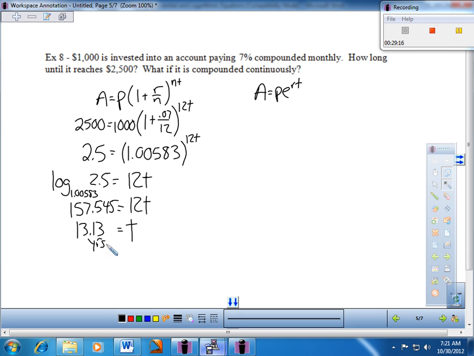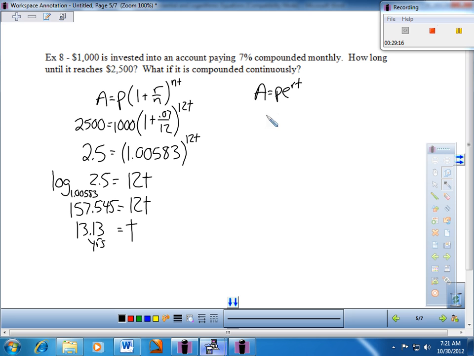Okay, so notice the good things we did here. We definitely found the base of this power right here, and then when we rolled it on over, it became the base of that logarithm. And again, guys, you need to be able to evaluate any logarithm out there using the change of base formula or using the nice function on the TI-84 Plus. Okay, so if it's compounded monthly, it'll take 13.13 years to go from 1,000 to 2,500.